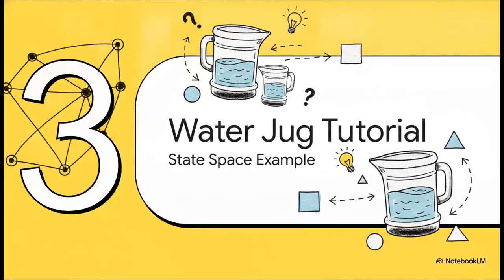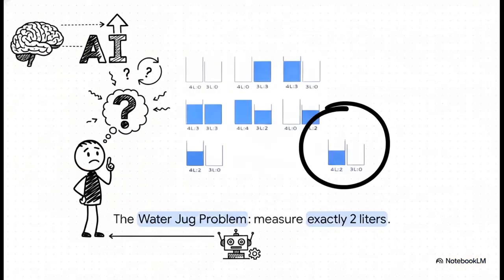Next up, Section 3, the water jug tutorial. Let's look at a state space example. Okay, so what does this all look like in practice? Let's make these theoretical concepts tangible with the classic water jug problem. It's this famous puzzle we use in CS 101 to demonstrate AI problem solving.